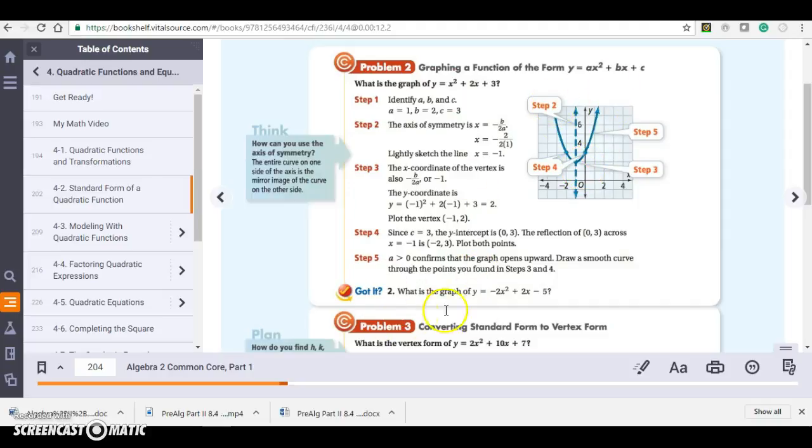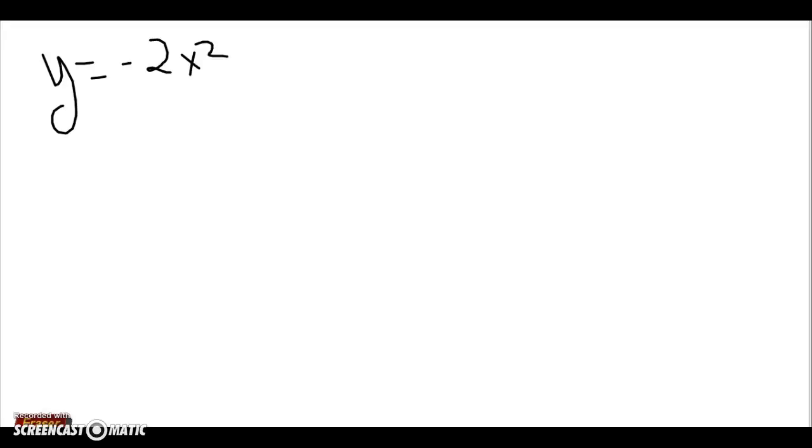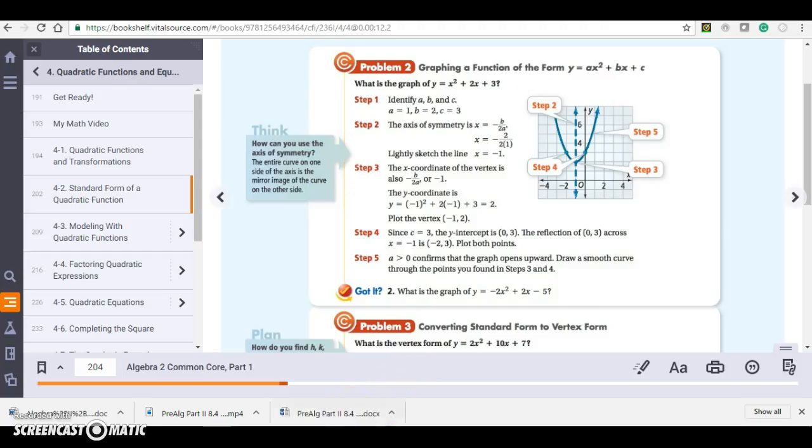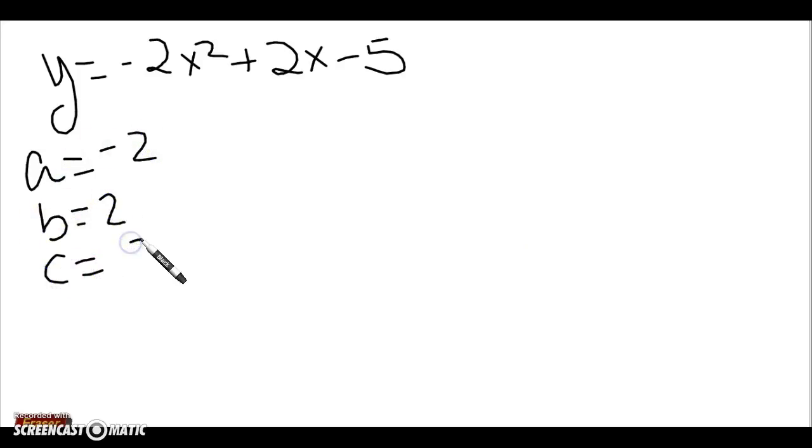All right, so now let's take a look at this second one. Y equals negative 2x squared plus 2x minus 5. So my A is negative 2, B is 2, and C equals negative 5.